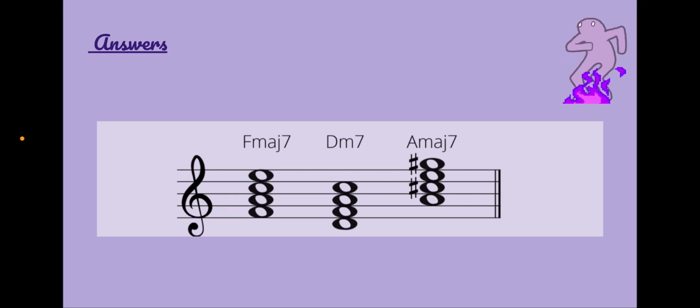That D minor 7, though, that third is flattened and the seventh is flattened. So we know that is a D minor 7. And then the A major, everything there looks to be within its key, so that's what makes it major.